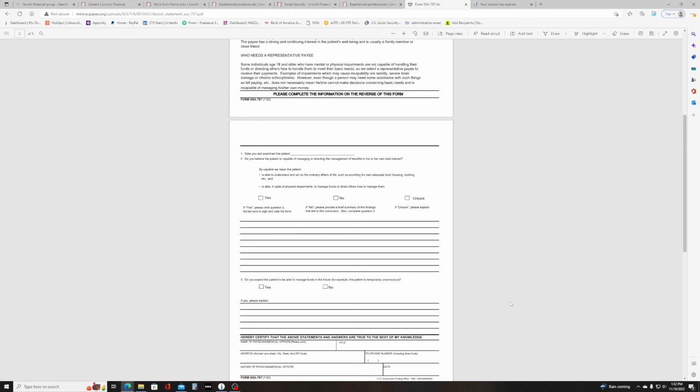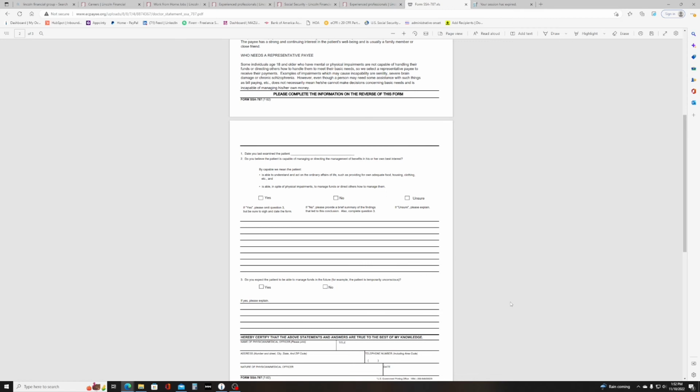Another responsibility of the representative payee is that you will get an annual form, depending on the situation. If you're the representative payee for a minor child, this would not pertain to you, but if the person was an adult or a spouse or another family member, it would.